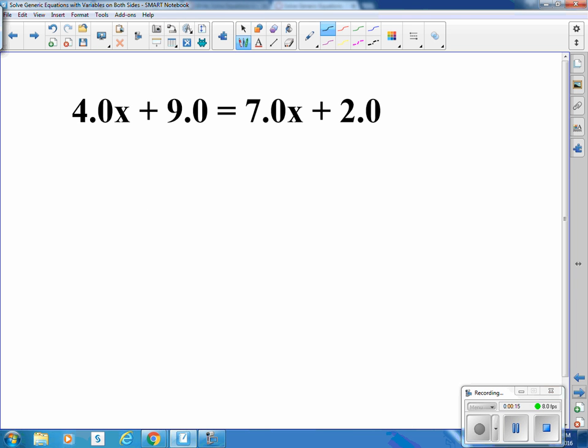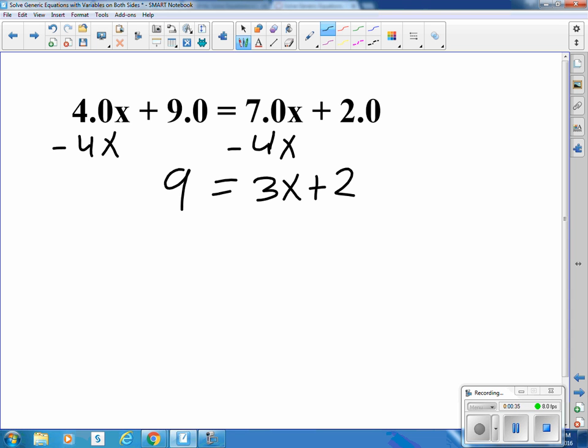Okay, 4x plus 9 equals 7x plus 2. I would leave the 7x where it is and subtract the 4x. 4x is less than 7x. 7 of those, take away 4 of those is 3 of those. So 9 equals 3x plus 2.